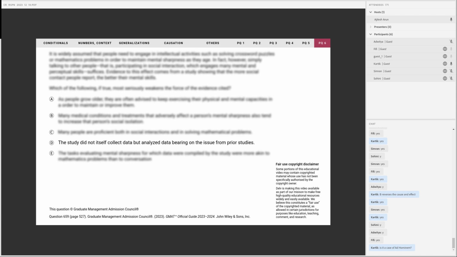Okay. All right, now let's come to E. The tasks evaluating mental sharpness for which data were compiled by the study were more akin to mathematics problems than to conversation. You'd be surprised at how many people mark this option. So let's make sure we take a look at why E is wrong. Let me know when you're ready. How did you remove E? Or if you marked E, how would you remove it now?